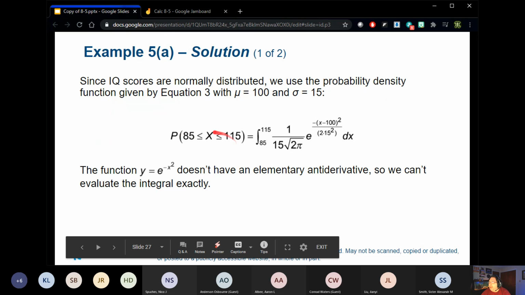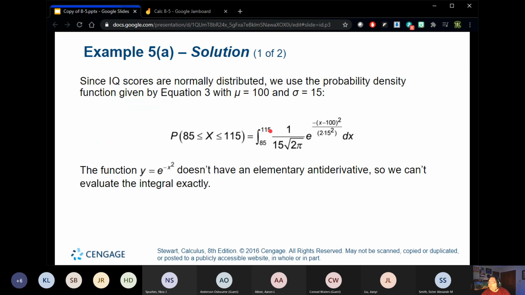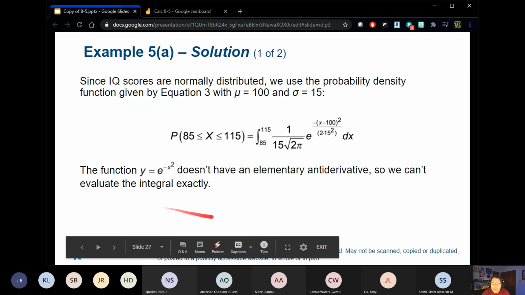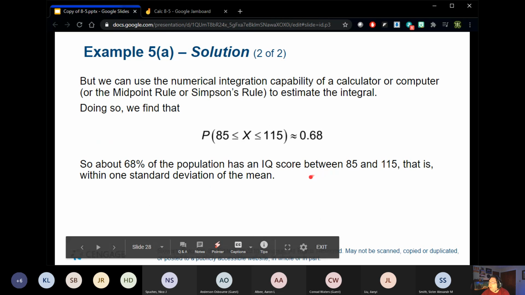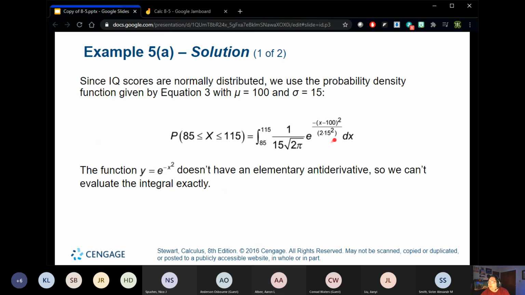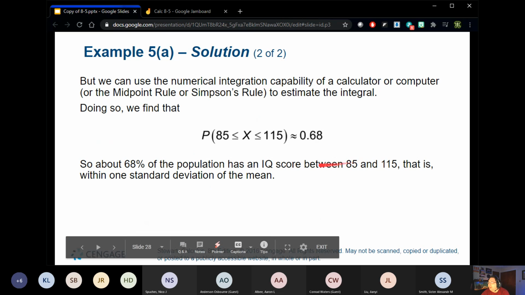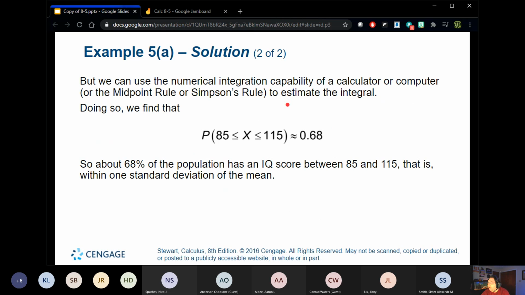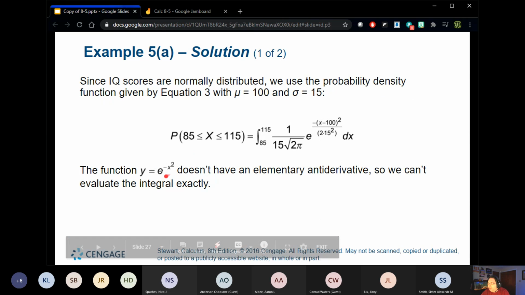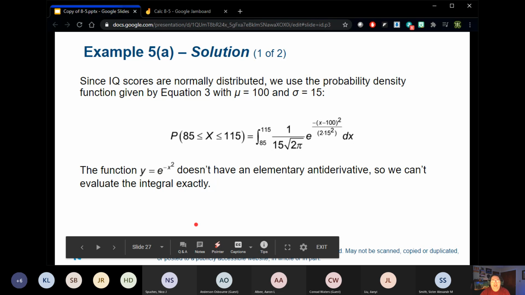So we plug in the values. We're doing from 85 to 115. We plug in all this wonderful information here. And when we simplify this all down, we end up getting a function, and they didn't actually do it. Oh yeah, they did it right there. We end up getting the function as e to the negative x squared, which we can't actually take the derivative of, or the integral of. So we have to actually use a calculator to do this.